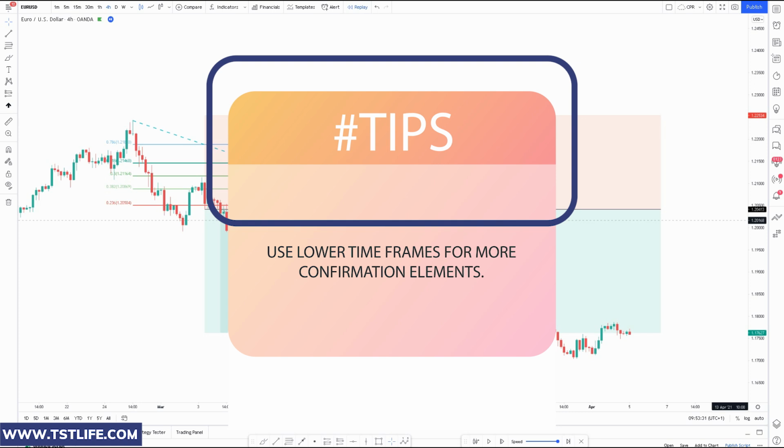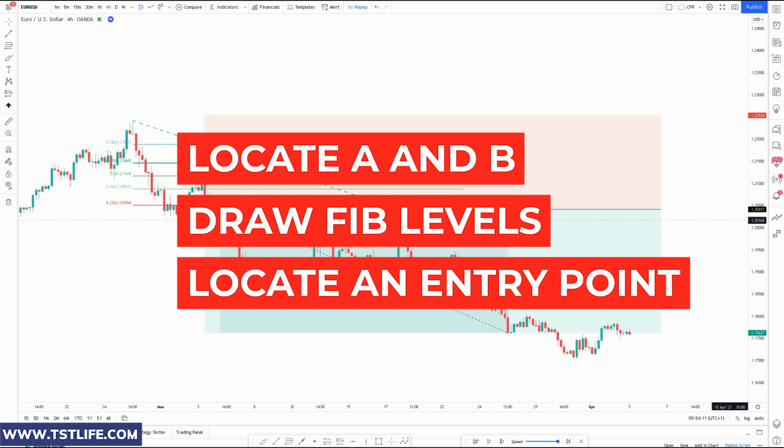Each chart tells you a story, and the most important part is practice. That's why I've prepared some practicing examples. Make sure to locate points A and B, draw the Fibonacci retracement, and think of the right time to enter the market.